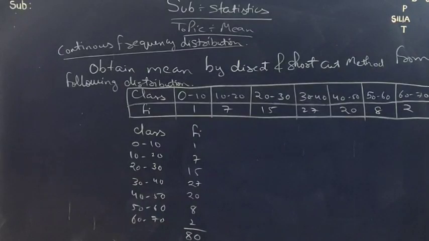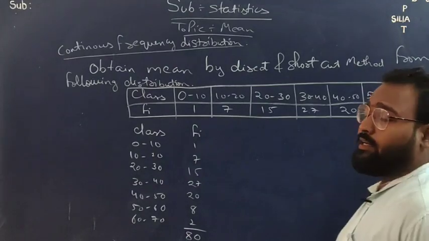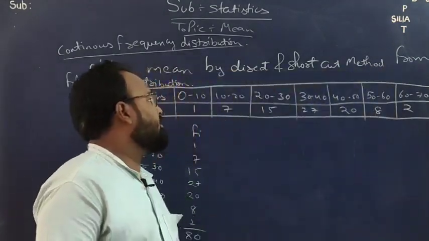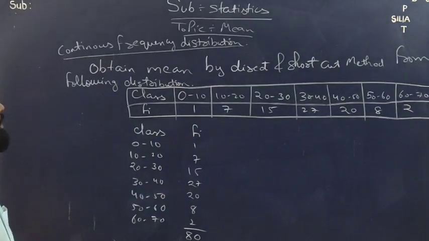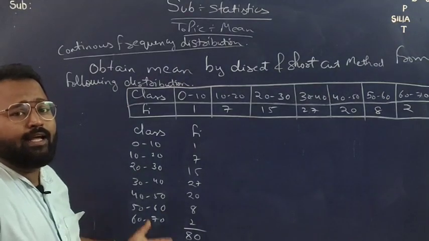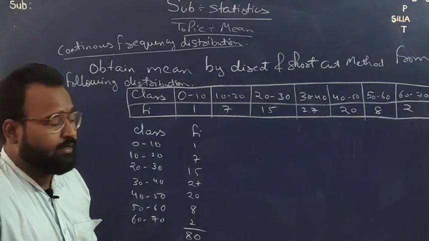Morning students. So after completing the sums of the discrete variable, today we are seeing the sum of the continuous frequency distribution. Students, as you can see the question over here: obtain the mean by direct and shortcut method from the following distribution. Here the class and the frequency are given.